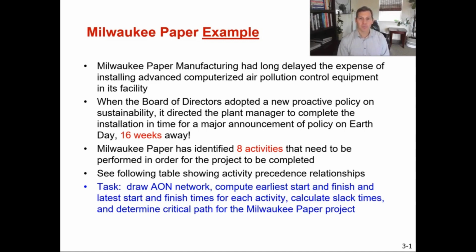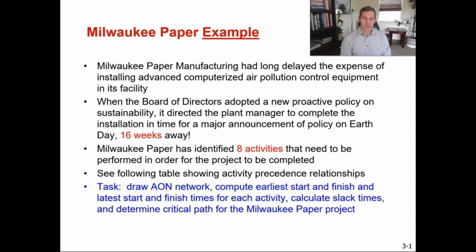All right, so Milwaukee Paper. Milwaukee Paper Manufacturing had long delayed the expense of installing its advanced computerized air pollution control equipment in its facility. The board of directors adopted a new proactive policy on sustainability, and they'd like the plant manager to complete the installation of this new equipment before Earth Day. Earth Day is 16 weeks away. Milwaukee Paper has identified 8 activities that need to be completed in order for the project to be done.